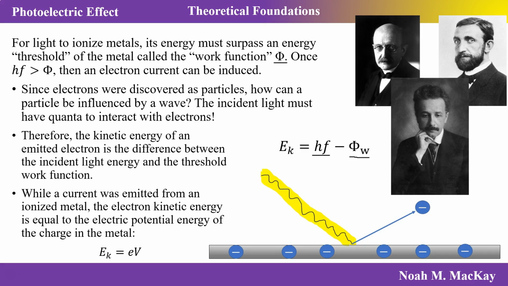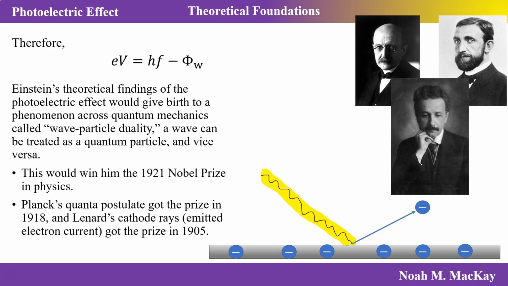But how else can we describe this kinetic energy? Well, let's consider the conservation of energy, where the final kinetic energy is equal to the initial potential energy. Since we're looking at electrons, its specific type of potential energy is the electric potential energy inside the metal. That would be the electron charge times the number of volts pushing the electron. Therefore, we can say that eV is equal to hf minus phi.